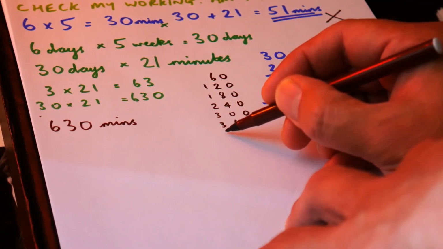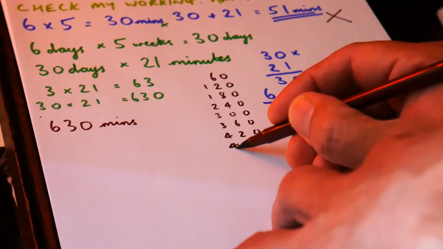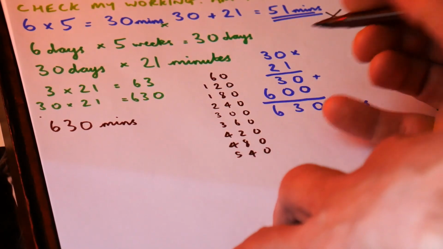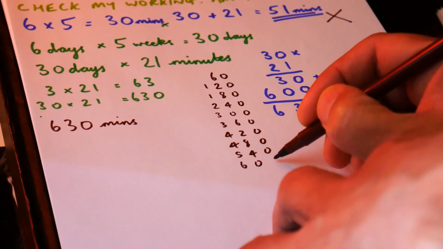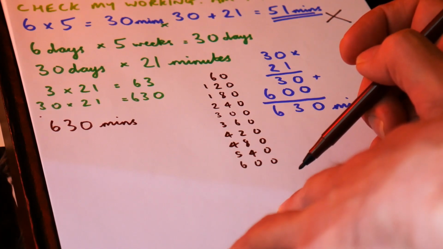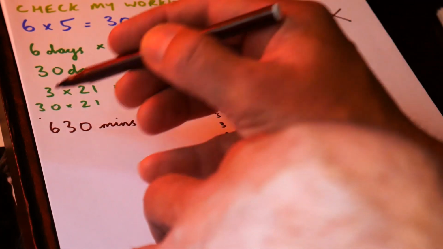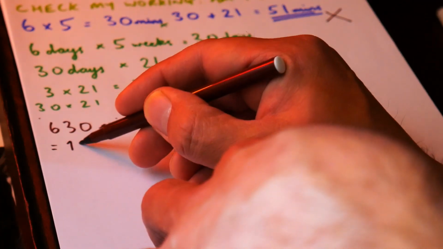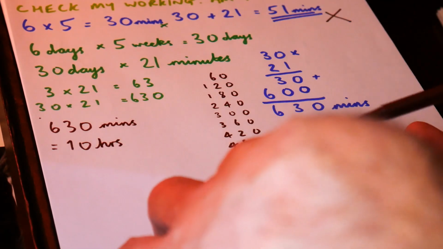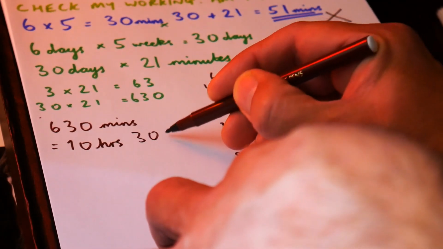Then what? 7 hours, 420. And then 8 hours, 480. 9 hours, 540. 10 hours, 600. 11 hours would be 660 minutes, wouldn't it? So we know that 630, the closest we can get, is to 10. So we know it's going to be 10 hours. And 600 plus what is 630? It's an easy one, this. Nothing's a 30. 30 minutes.